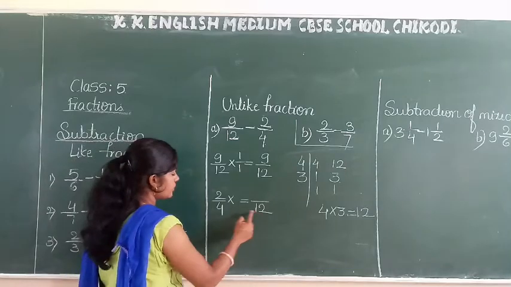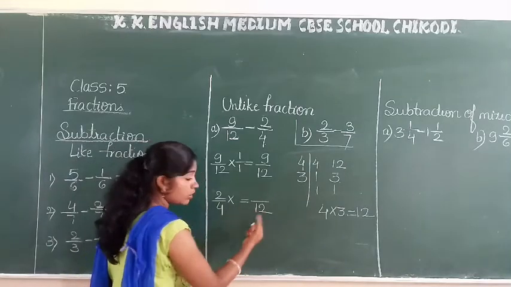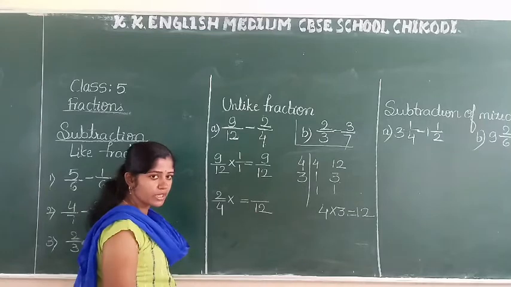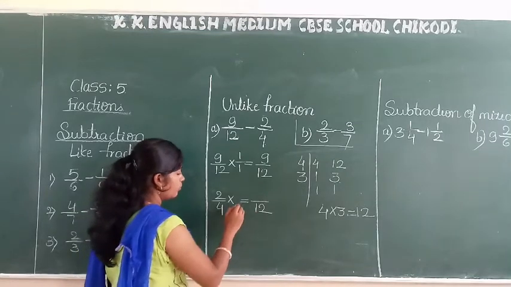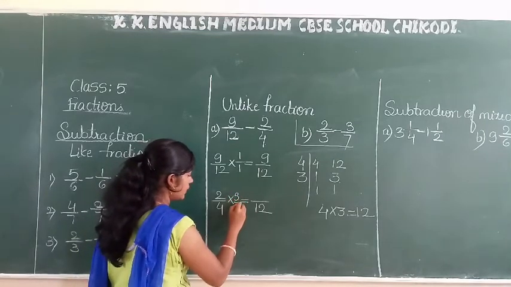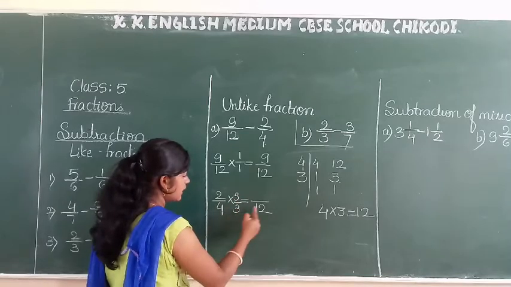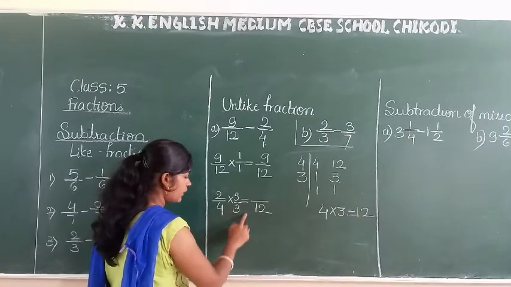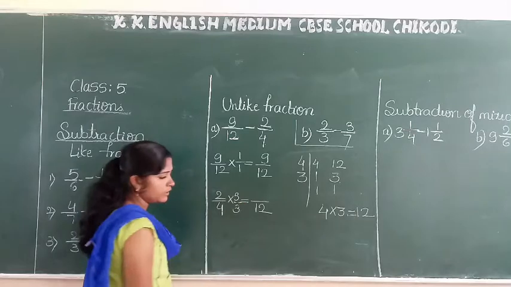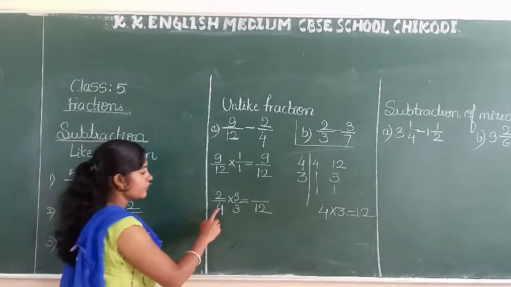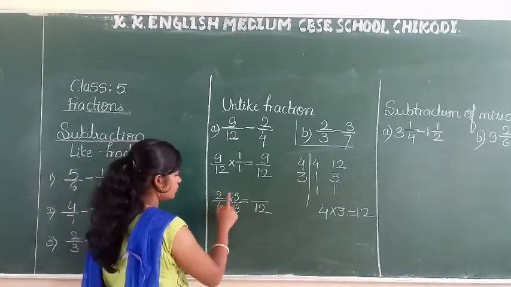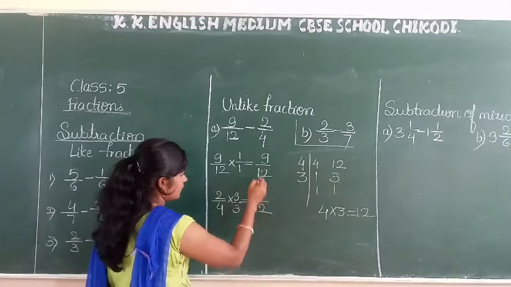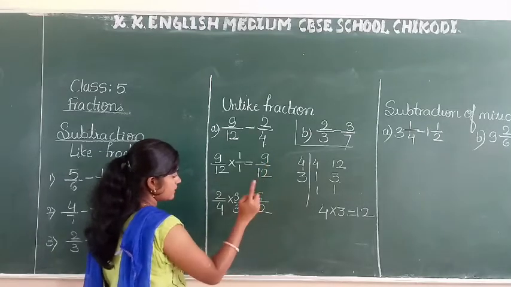I hope you are getting my point. Okay, here 12 is there. 4, how much is that 12? 4 ones are 4, 4 twos are 8, 4 threes are 12. Therefore, you have to take 3 here. 4 threes are 12. And what number you are taking here? You take it as a numerator also. 4 threes are 12, 2 threes are 6. See here, 9 by 12 and 6 by 12.